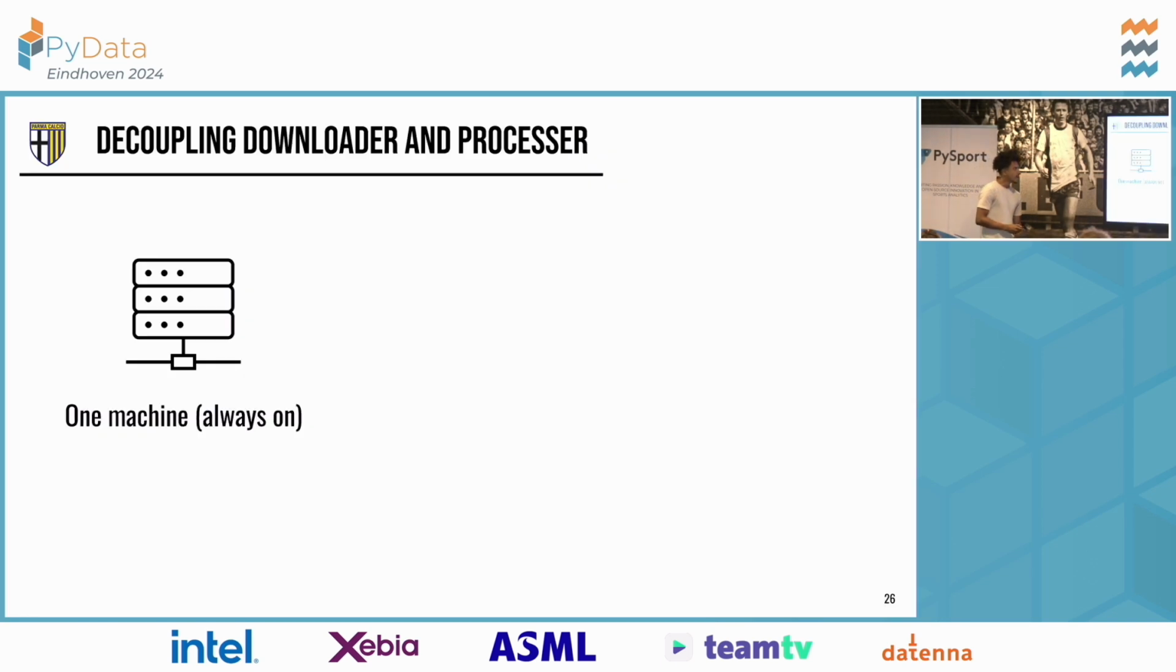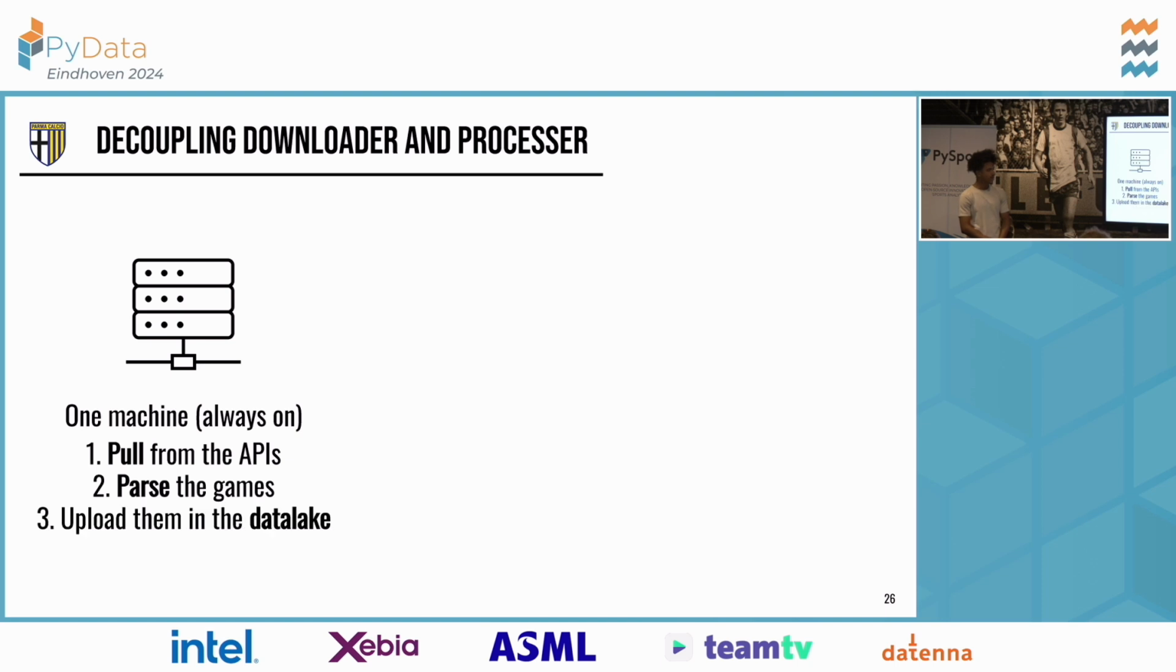So now we can dive into the solution, and the solution that we propose can be used also in other sports or in other industries where you have a lot of data stored in your database, and you also have a flow of data arriving daily. So we have one machine which is always on, and that pulls the different providers' APIs. It parses the games and uploads them in the data lake.